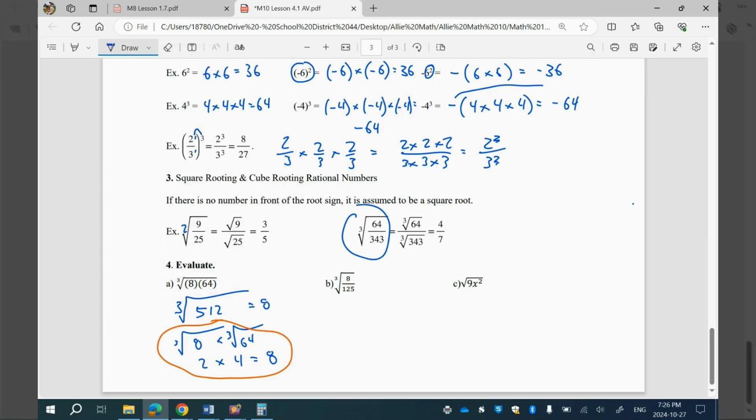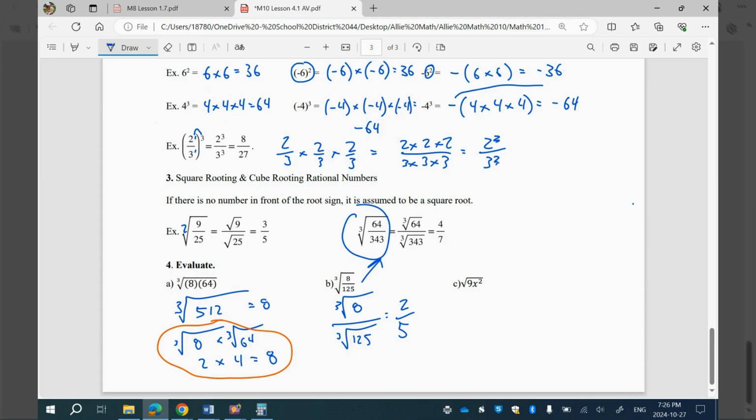For this one, it's also true, just similar to right here, that this is the same as the cube root of 8 over the cube root of 125. So that's equal to 2 over 5.